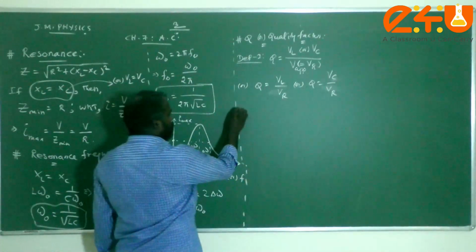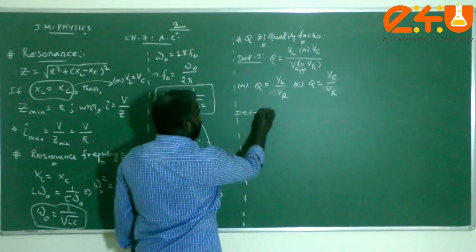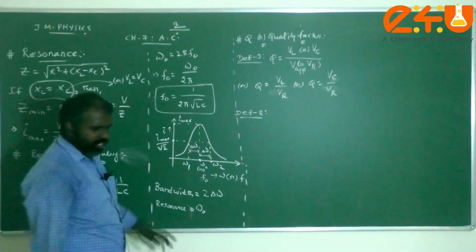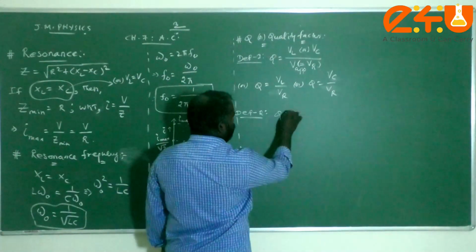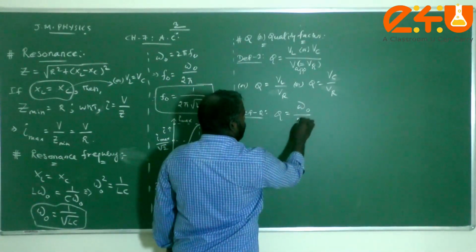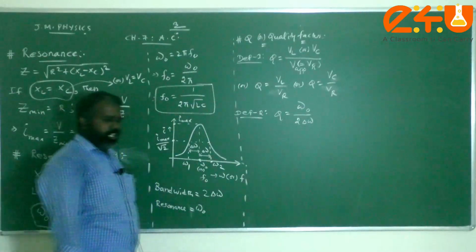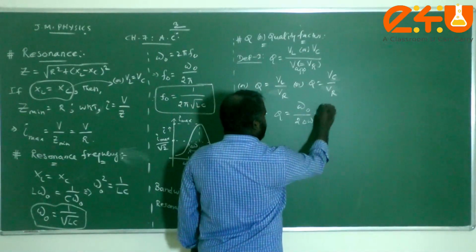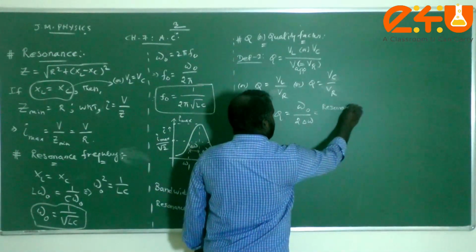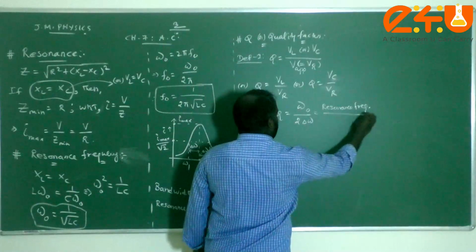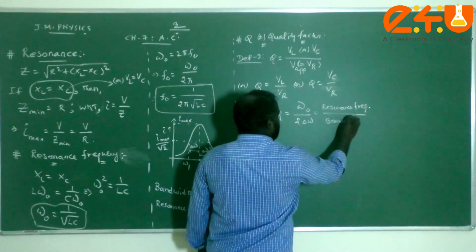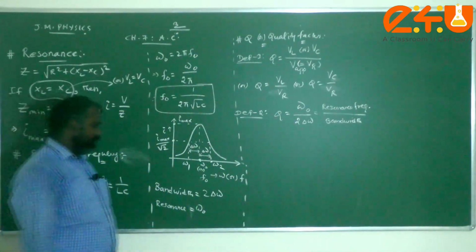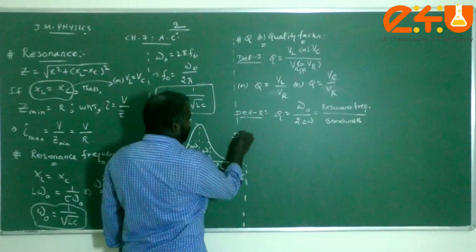And the second one is definition 2. That one is in terms of frequency. Q is equal to omega naught divided by 2 into delta omega. That is nothing but the resonance frequency divided by the bandwidth. This is another definition for Q in terms of frequencies. And there is a third definition.